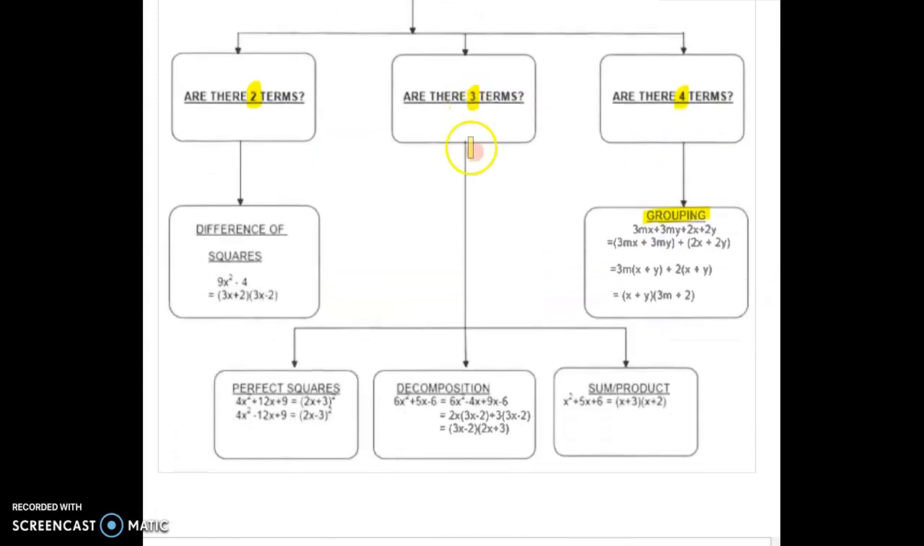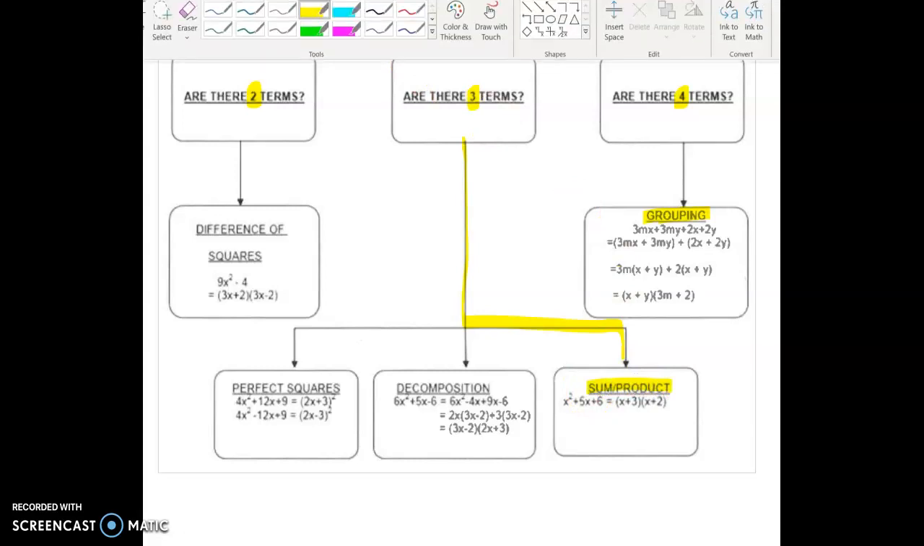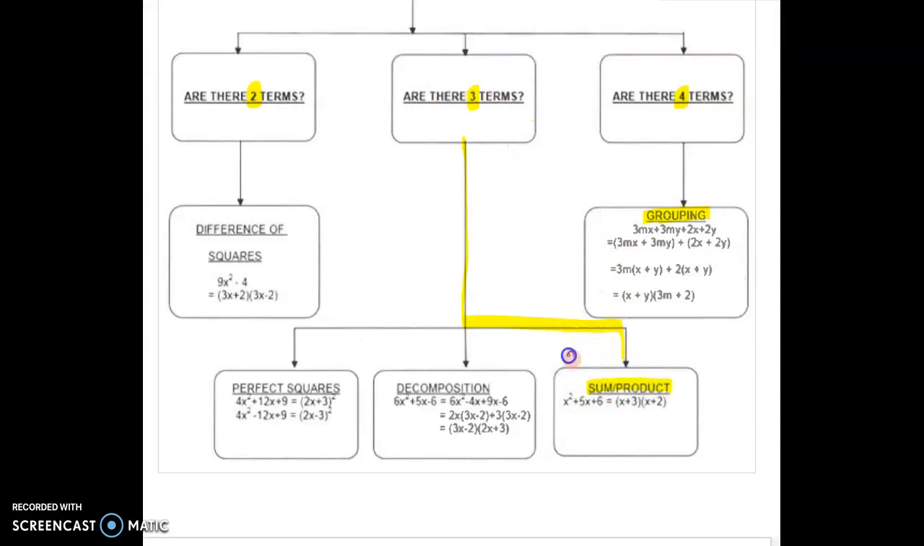In 3 terms, there are 3 different methods. So far, we've dealt with this pathway, where we look for the sum product, and this was only allowed when the a value was equal to 1. And remember, when we have a 3-term expression, we're talking about the ones that look like this: y equals ax squared plus bx plus c. So there are 3 different terms, 1, 2, 3. And in this case, the sum product rule only was allowed when the a value here was equal to 1.